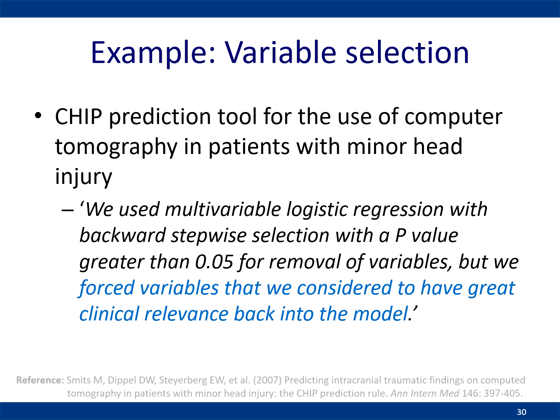So here's just an example from a published study, just showing how they've reported their variable selection. So the CHIP prediction tool is for the use of computer tomography in patients with minor head injury. And here they say that they used multivariable logistic regression with backward stepwise selection. So this is the technique that they've used, with a p-value greater than 0.05 for removal of variables. But we forced variables that we considered to have great clinical relevance back into the model. So this is an example of them combining both the statistical selection methods with clinical knowledge.